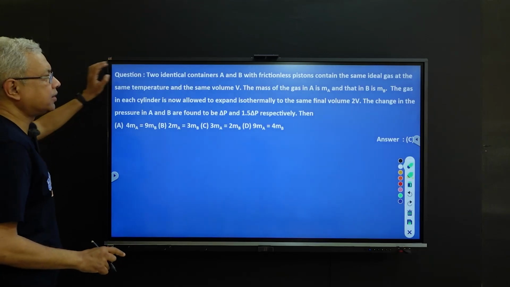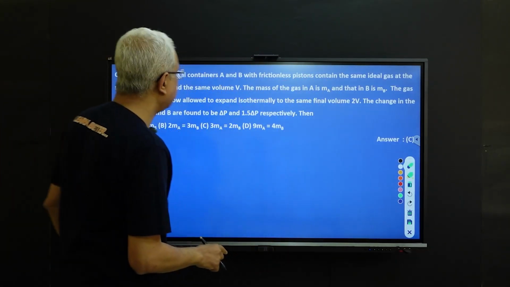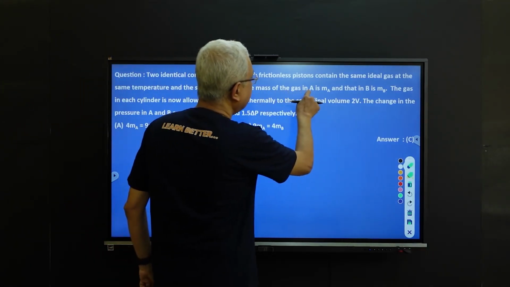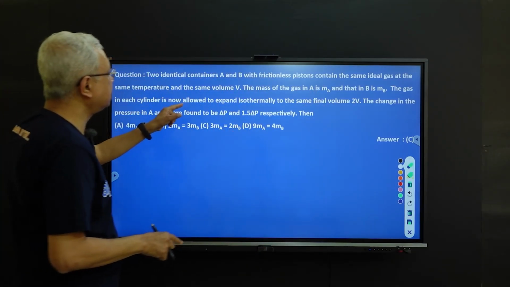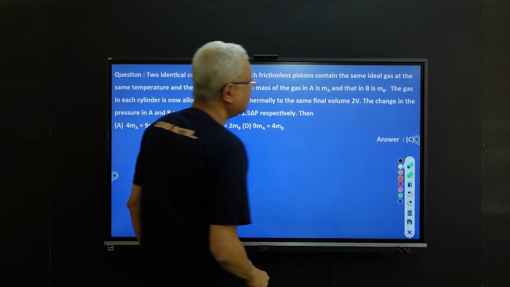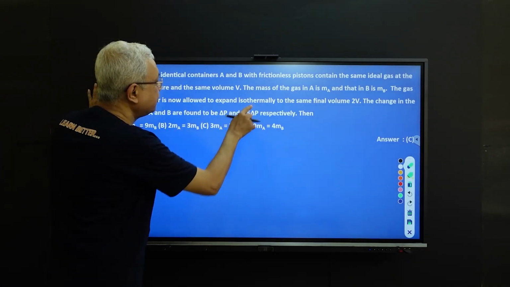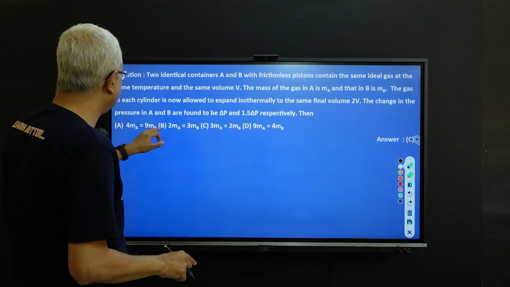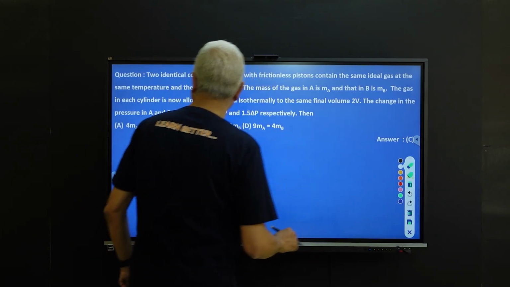Two identical containers A and B with frictionless pistons contain the same ideal gas at the same temperature and the same volume V. The mass of the gas in A is Ma and that in B is Mb. The gas in each cylinder is now allowed to expand isothermally to the same final volume 2V. The changes in the pressure in A and B are found to be delta P and 1.5 delta P respectively. Then which one of the four options A, B, C, D is correct, that is to be found out.